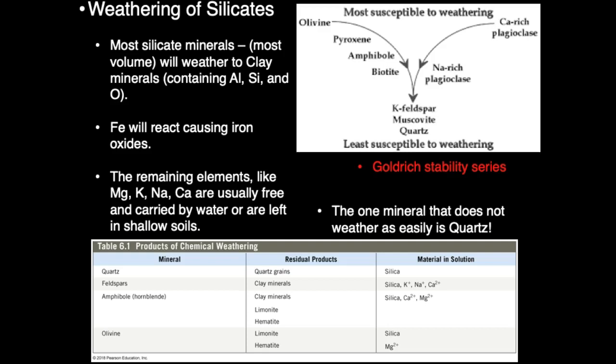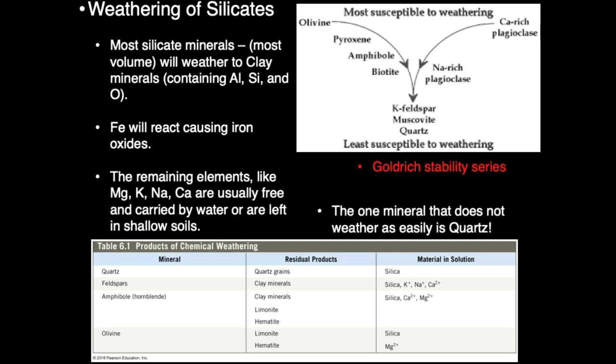All right, so the chart that you see above, called the Goldich Stability Series, is used for looking at the susceptibility to weathering of the silicate minerals that we have. And somewhat unsurprisingly, it has the same order as Bowen's reaction series. So Bowen's reaction series, if you remember from chapter 4, predicted the crystallization sequence. The Goldich Stability Series predicts how susceptible those silicate minerals will be to weathering.